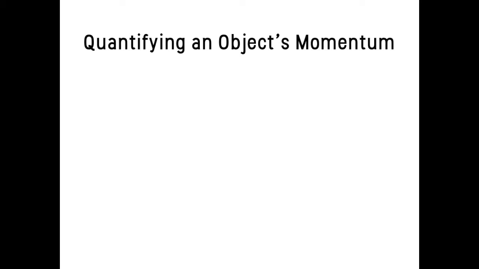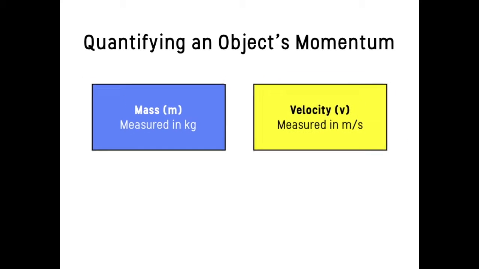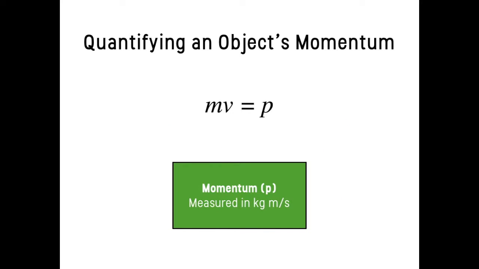In dynamics, when we want to study an object's motion, we look at its mass and its velocity. Multiplying them together, we call their product momentum.